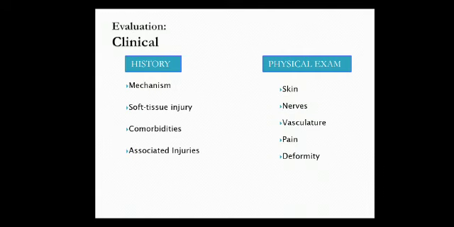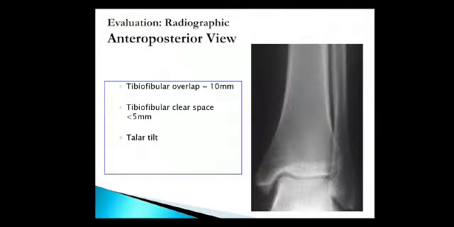And whenever there is a fracture around the ankle, you basically concentrate on the history: the mechanism of injury, soft tissue injury associated with it, the comorbidities the patient has, and any other associated injuries. And on physical examination, you see the skin around the ankle joint, whether it is tense because of the swelling, any nerve injury, vascular injury, and what is the status of the pain and the deformity.